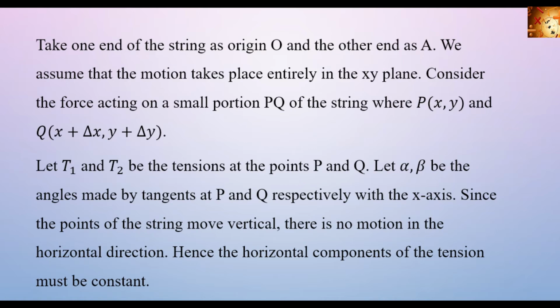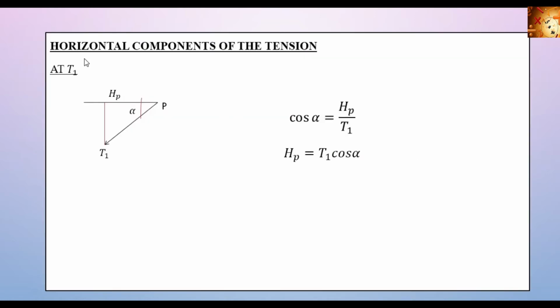Here we are considering the vibration of the string. Since the points of the string move vertically, there is no motion in the horizontal direction. All the motions are in the vertical direction. So the horizontal components of the tensions must be taken as constant. Next, we are moving to find the horizontal components of the tensions T1 and T2.